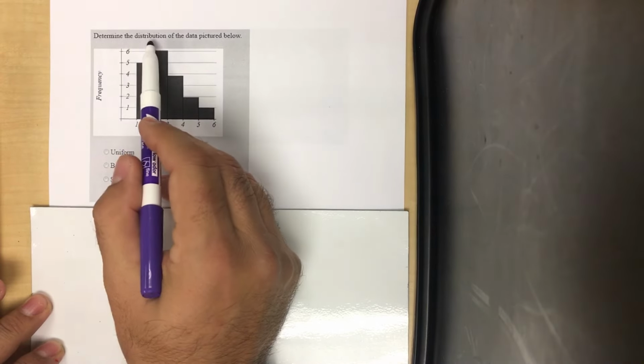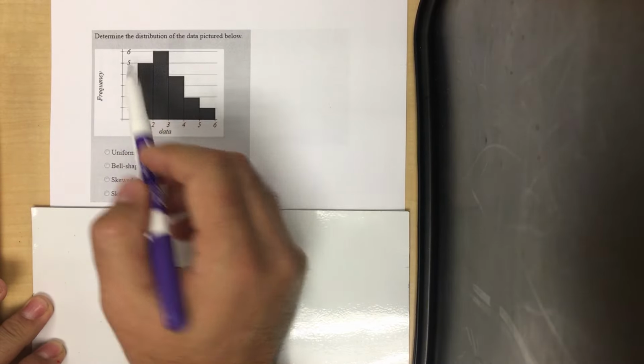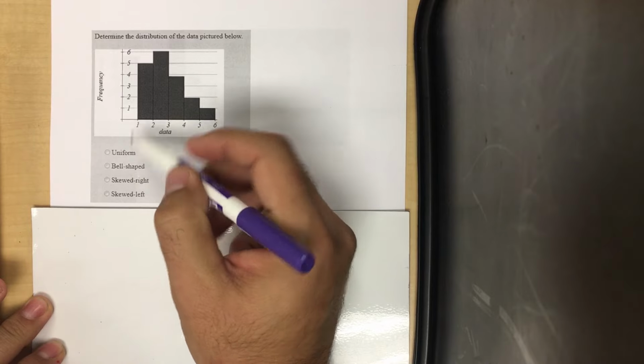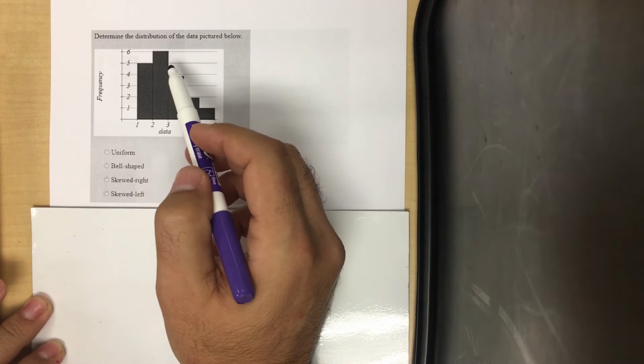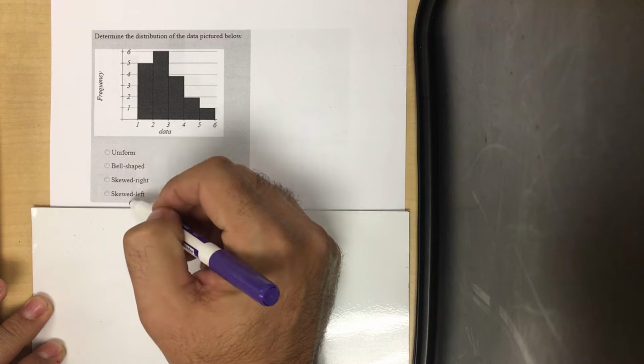So this says determine the distribution of the data pictured below. But when we look at these answers here, they actually just want the shape of this distribution. So let's talk about these particular shapes.